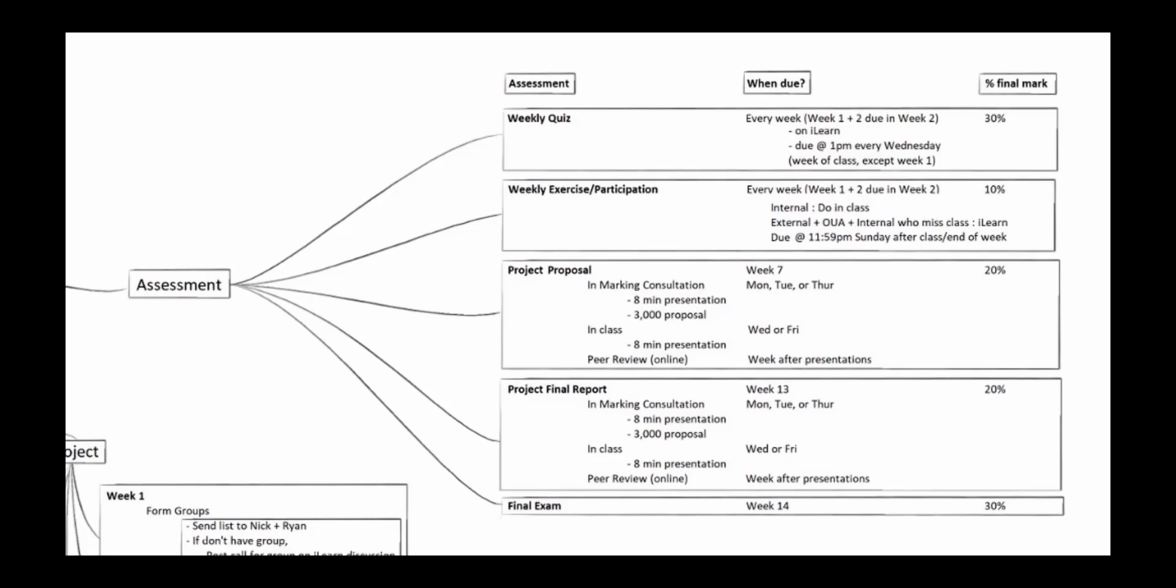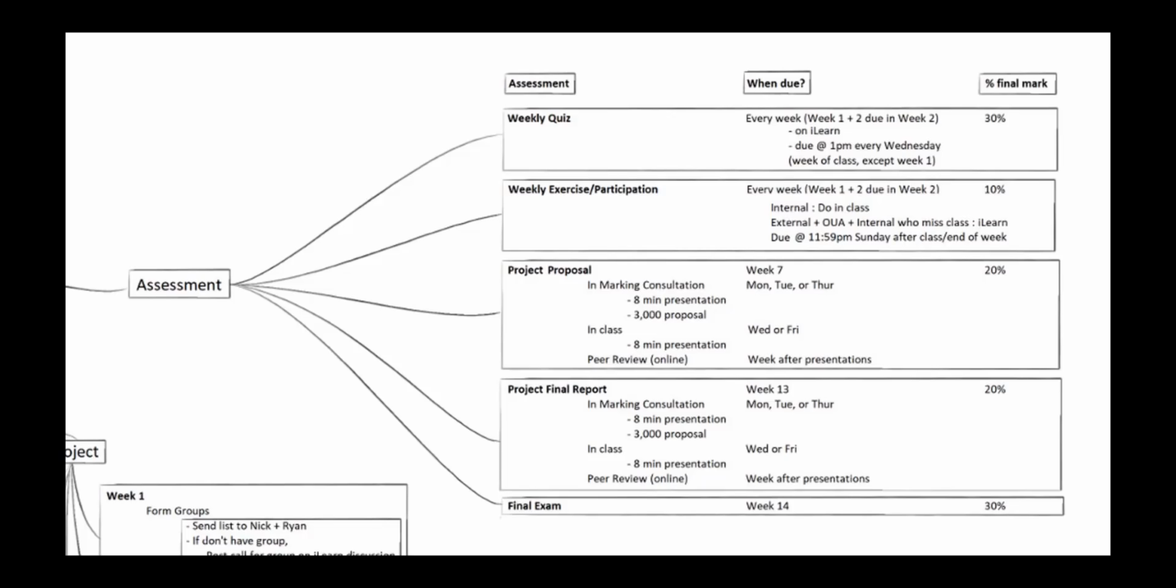So for the proposal, 10% of your final mark is allocated to you for your individual efforts. Your individual efforts will be judged by the peer review, so what comments and grading your colleagues in your group give you. And secondly, I will be asking you to specify at the beginning of your report and also in your presentations who did what work.